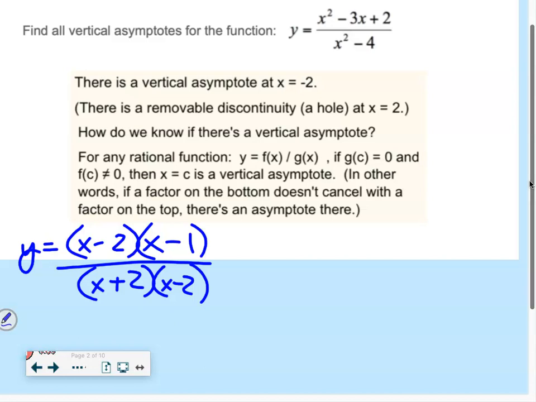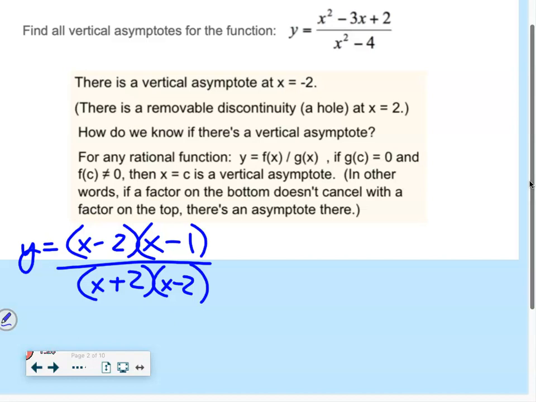Vertical asymptotes occur when you have a factor in the denominator that is not also a factor in the numerator. So if you look at the x minus 2's, because those are common factors, the same factor above and below, that would not be a vertical asymptote, that would be a hole. When you have the same factor top and bottom, that generates a hole. If you have a factor on the bottom, so you're dividing by 0, and there's nothing on top to essentially cancel it out, that's what generates a vertical asymptote.